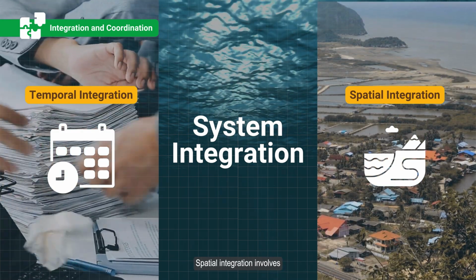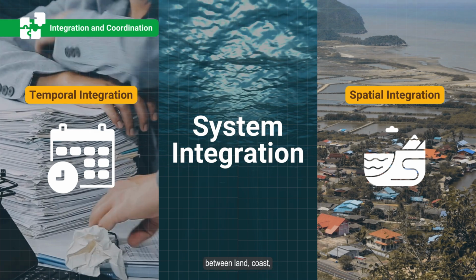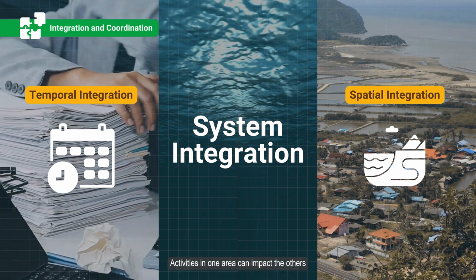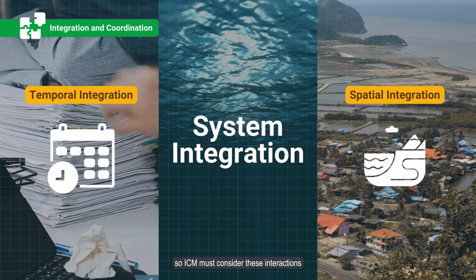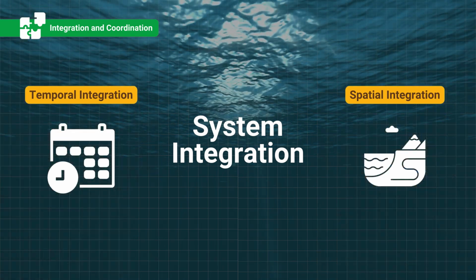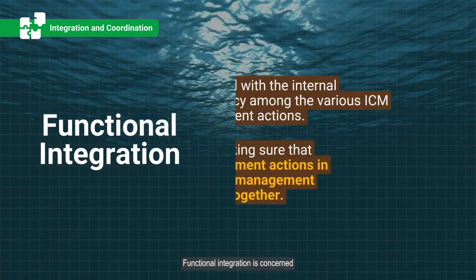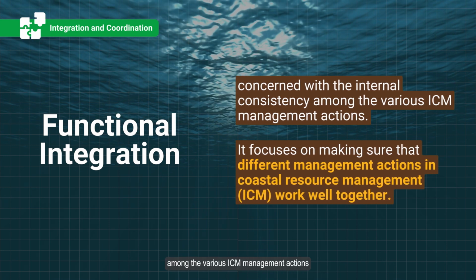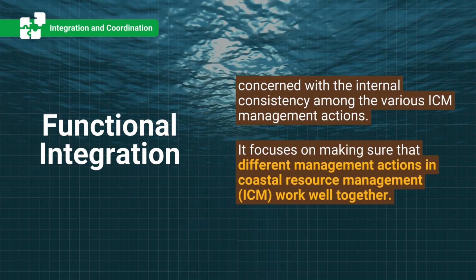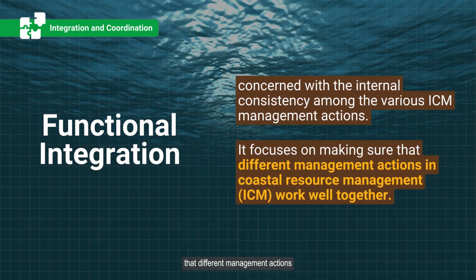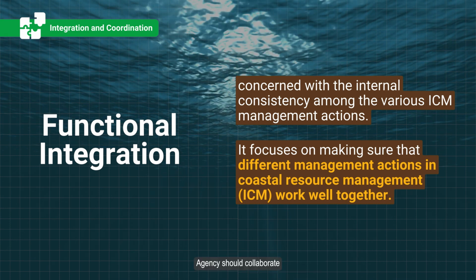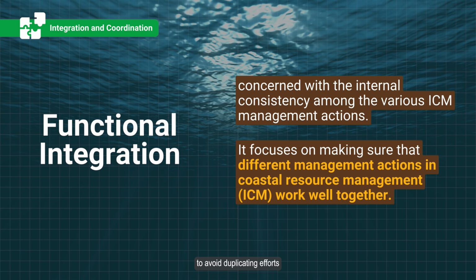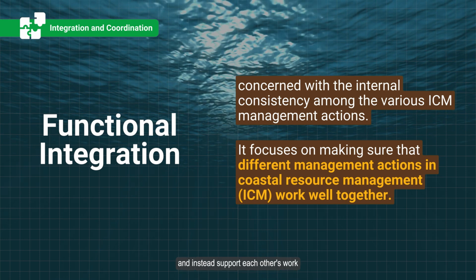Spatial integration involves recognizing the connections between land, coast, and ocean. Activities in one area can impact the others, so ICM must consider these interactions. Functional integration is concerned with internal consistency among the various ICM management actions. It focuses on making sure that different management actions in coastal resource management work well together. Agencies should collaborate to avoid duplicating efforts and instead support each other's work.